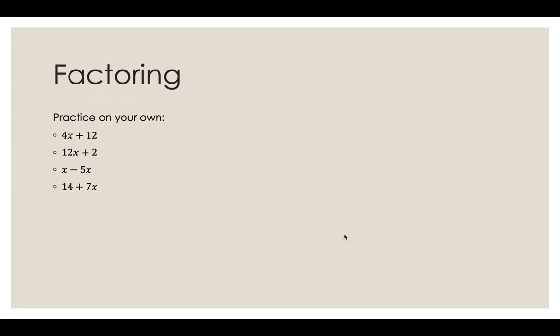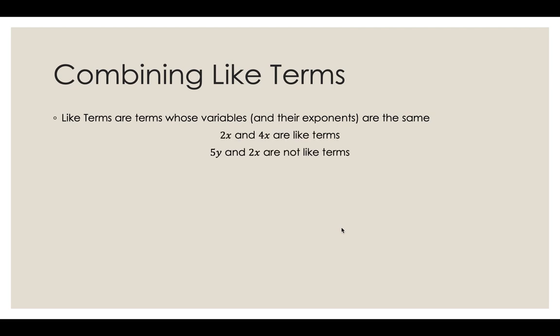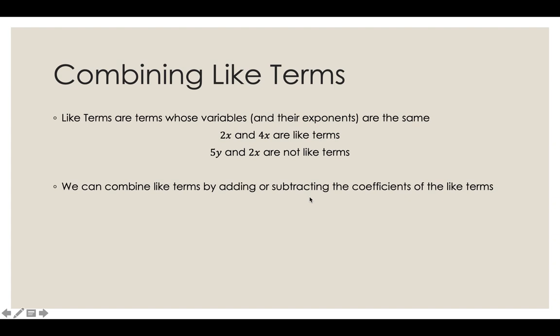Here are some examples that you can try on your own to practice factoring expressions. Now let's talk about combining like terms. So we already know that like terms are terms whose variables and their exponents are the same. Now we can see that 2x and 4x are like terms because they have the same variable x. And we can see that 5y and 2x are not like terms because they have different variables. For this term, the variable is y, and this term, the variable is x, so they cannot be like terms. We can combine like terms by adding or subtracting the coefficient of the terms.